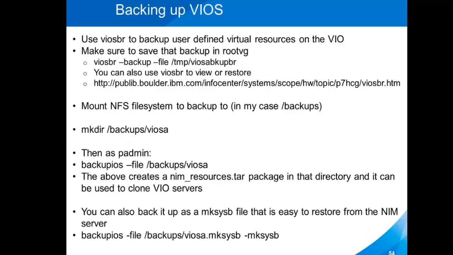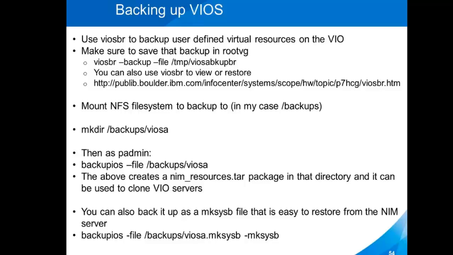Now let's talk about, well, what if I want to back up and restore VIO servers or clone VIO servers? One of the things you'll need to do, and a lot of people aren't aware of this, is if you take a mksysb of your VIO server, it doesn't back up the virtual resources, so I'm talking your SEAs and so on. What you want to do is use the viosbr command, and we use that to back up all of the user-defined virtual resources. You have to back it up somewhere that is going to get backed up with the real VIO server backup. So it could be /tmp or something in rootvg.